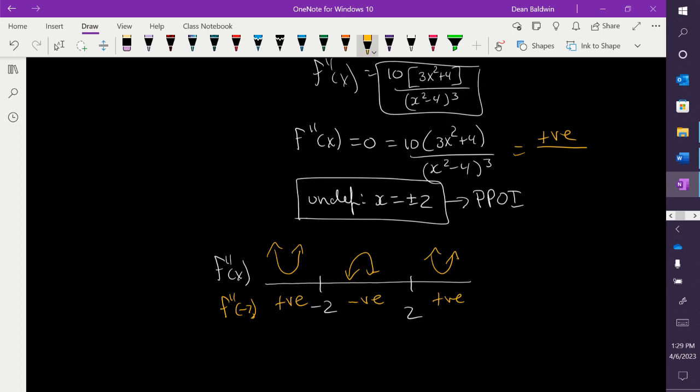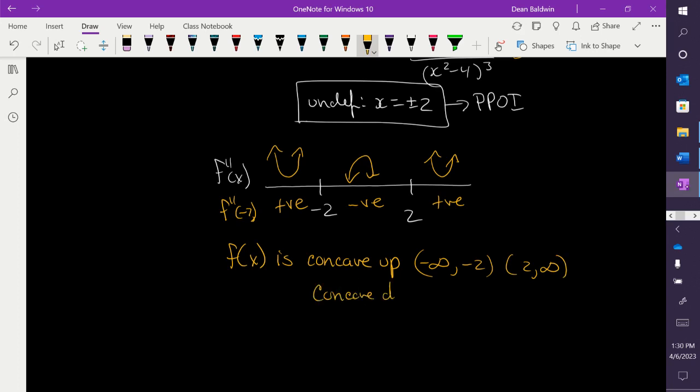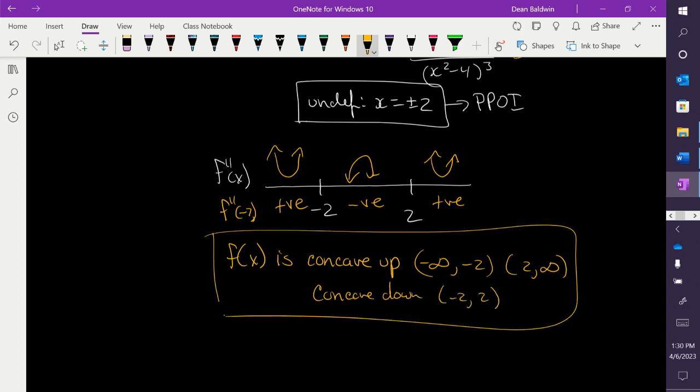Okay. We know, so now we can say f of x is concave up from -infinity to -2 and 2 to infinity, and it's concave down from -2 to 2. Are we okay?